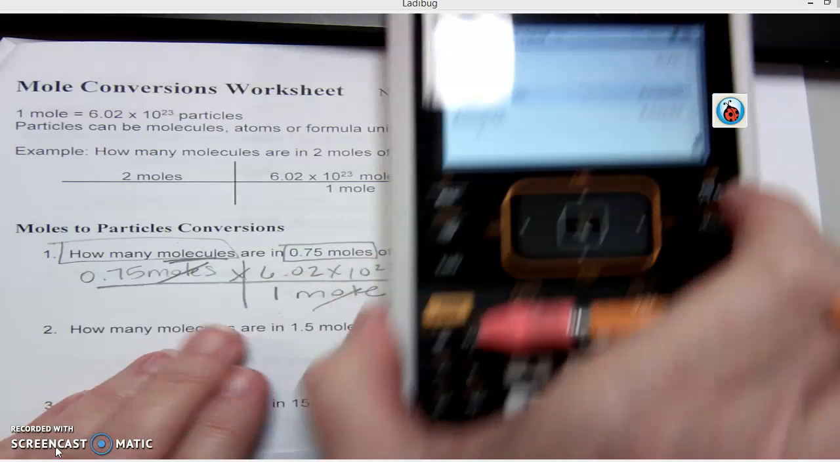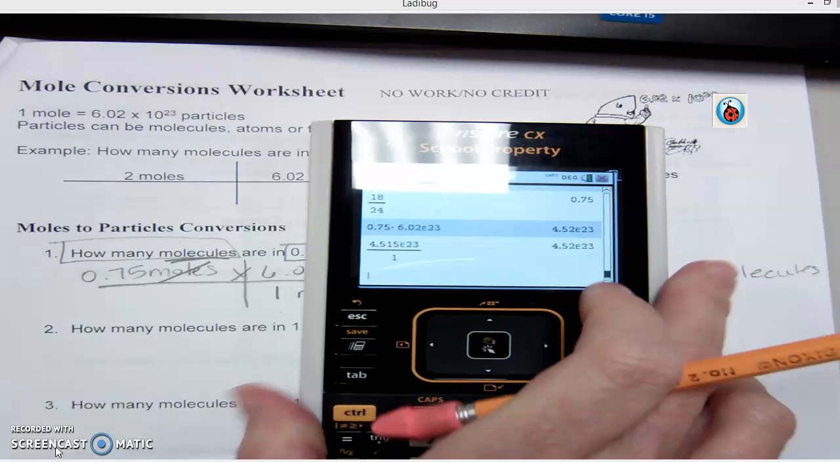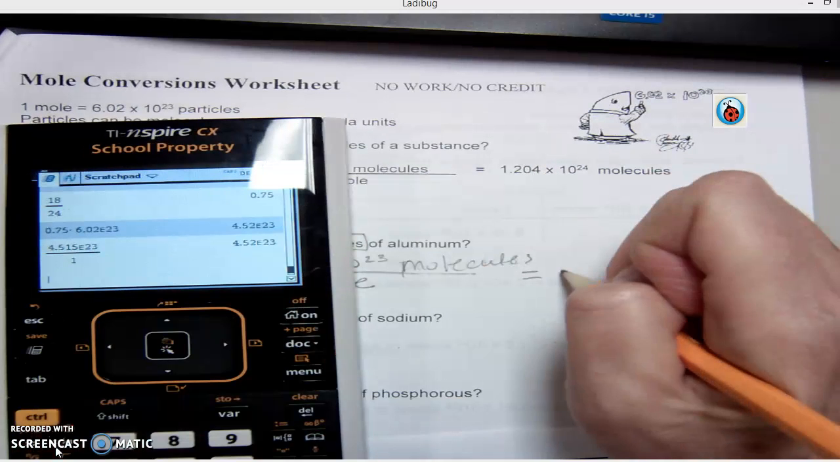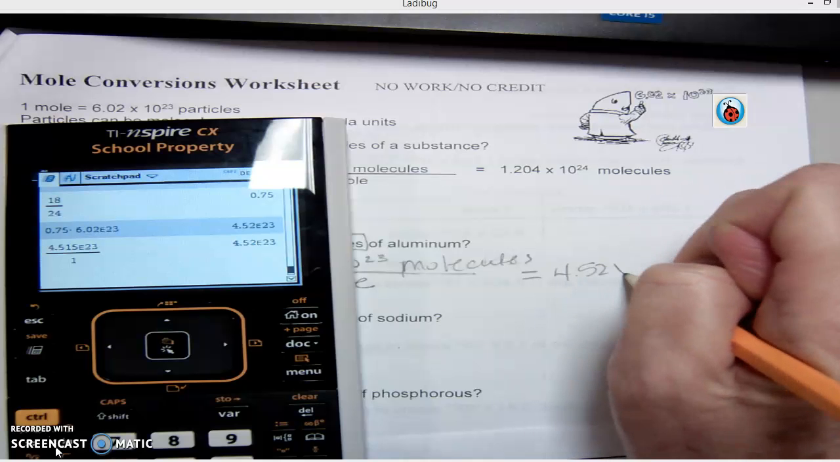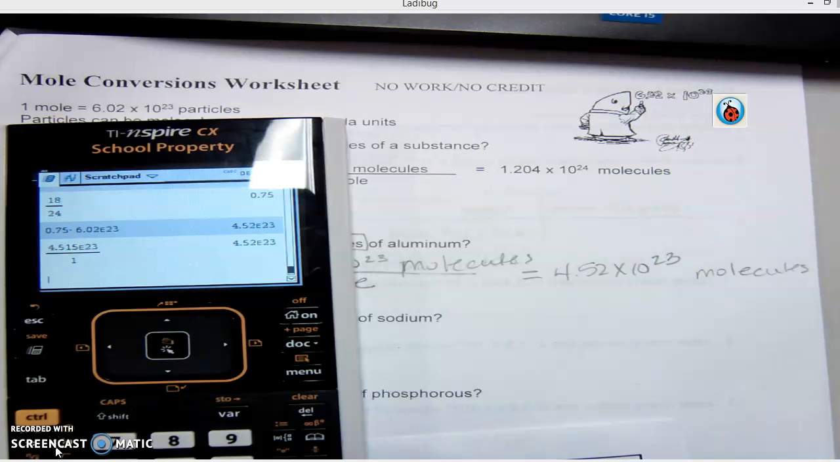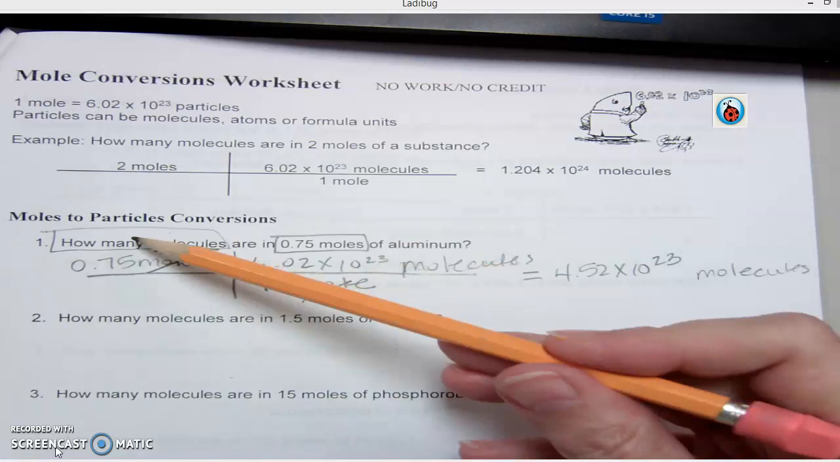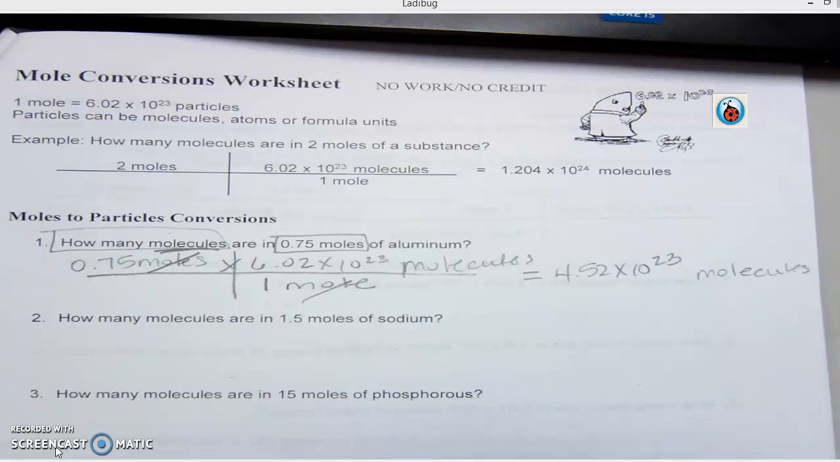Anytime you have a number divided by 1, it's itself. So we're not going to write E23. We're going to write 4.52 times 10, because that E means times 10 to the 23rd. So do not give me answers with an E in it. Put in times 10 to the 23rd. Now you're going to do the same thing for each problem for moles to particles. If you have any questions, let me know.